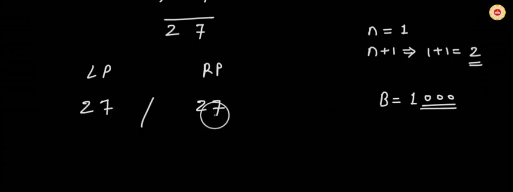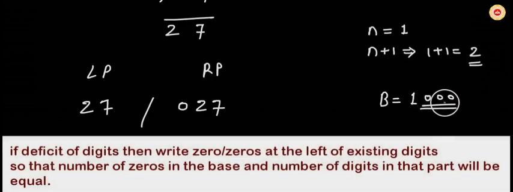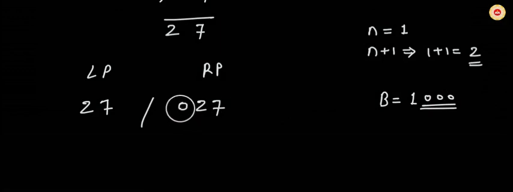So starting this process of balancing from the right side, consider the rightmost part. How many digits do we have? 2 digits only. That means it is an example of a deficit of digits. At such a time, write 0 at the left of the existing digits so that the number of digits in this part and the number of zeros in the base will become equal. There were 2 digits only in the right part, so we wrote 0 at the left side of the existing digits.